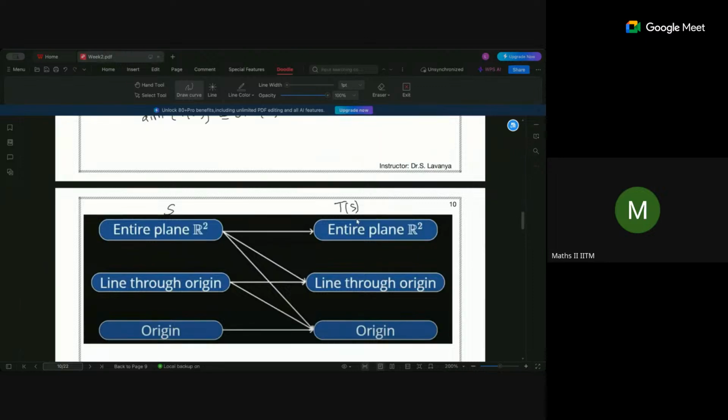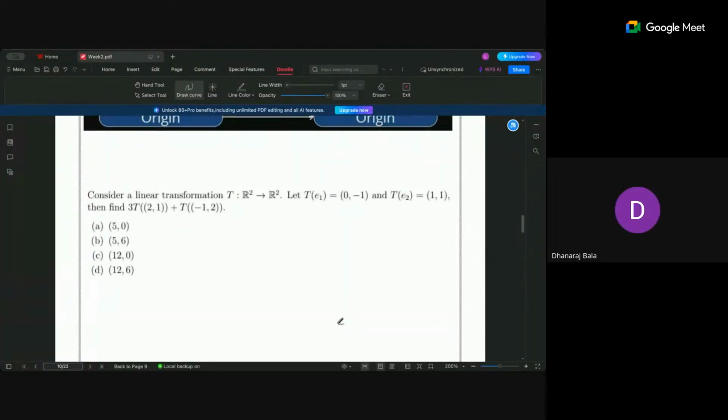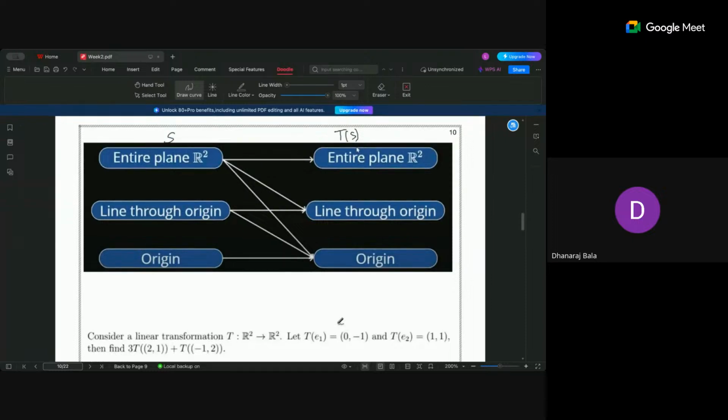Okay. So is there a different case if the line is not passing through the origin? If the line is not passing through the origin, can it be a subspace? So S represents a subspace here, so already it's a subspace. Okay. Yes. Okay.